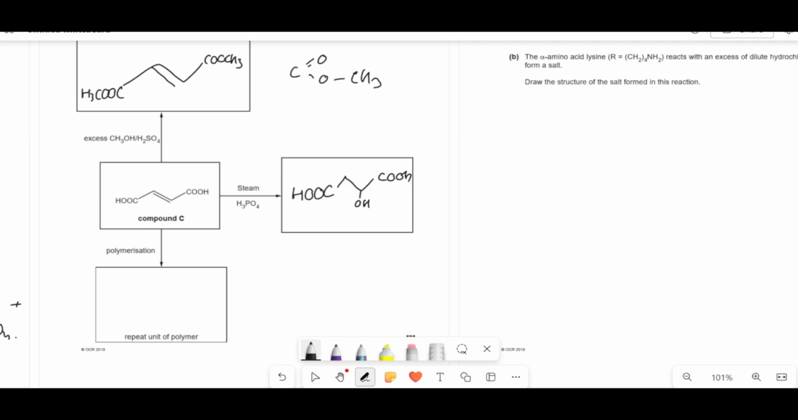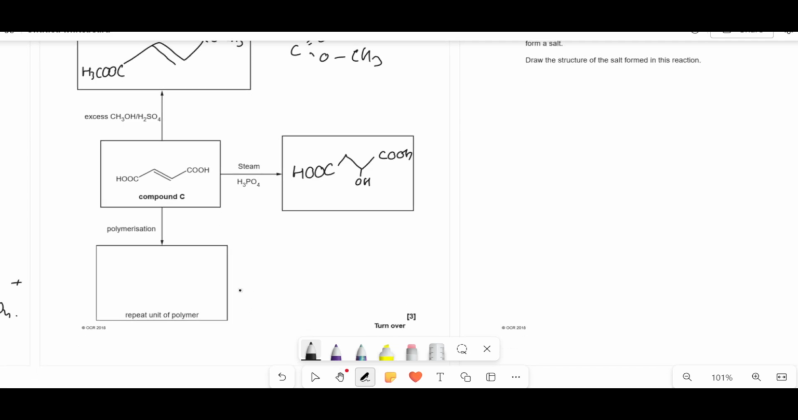So if it's polymerization, it's asking what the repeat unit of this polymer is. So this chunk is going to end up making, but we can't make it in polyesters because there's no alcohol reacting with it. Right, that's a carboxylic acid. It's a carboxylic acid, so it can't be a polyester. It also can't be a polyamide for the same reason, because it's not carboxylic acid and amine. And the only polymerization that can happen here is addition polymerization.